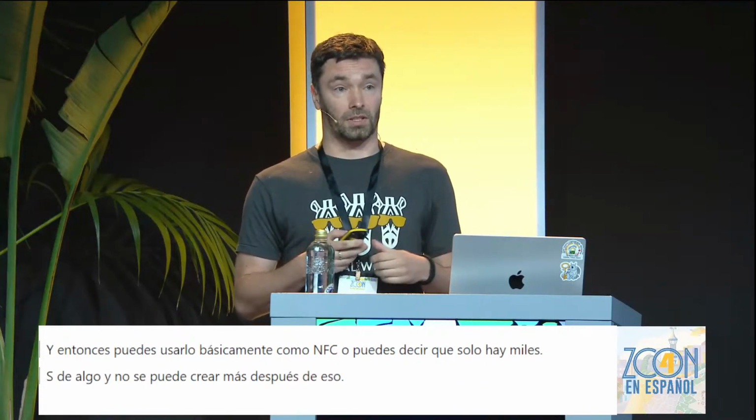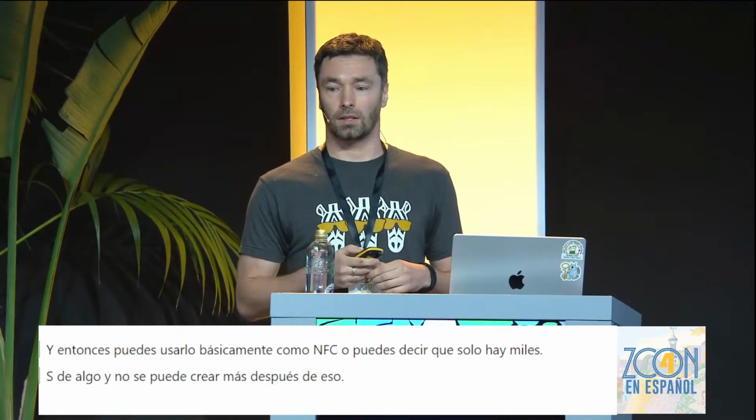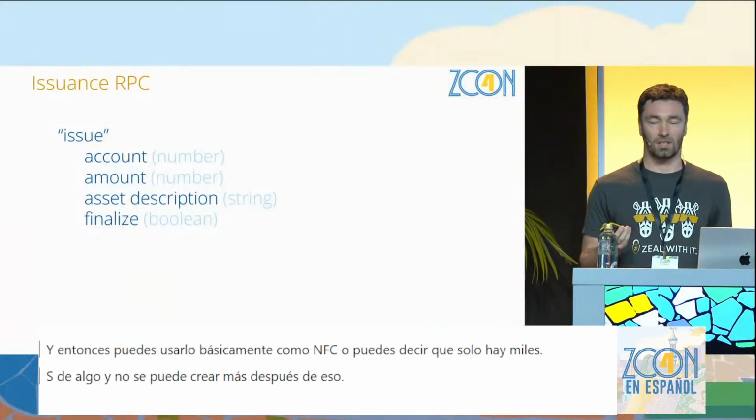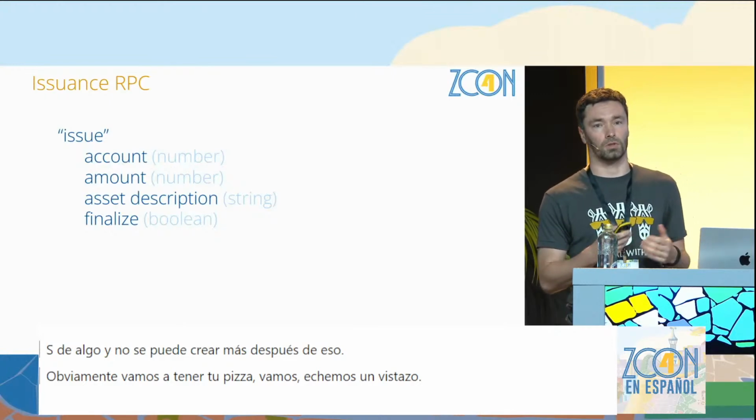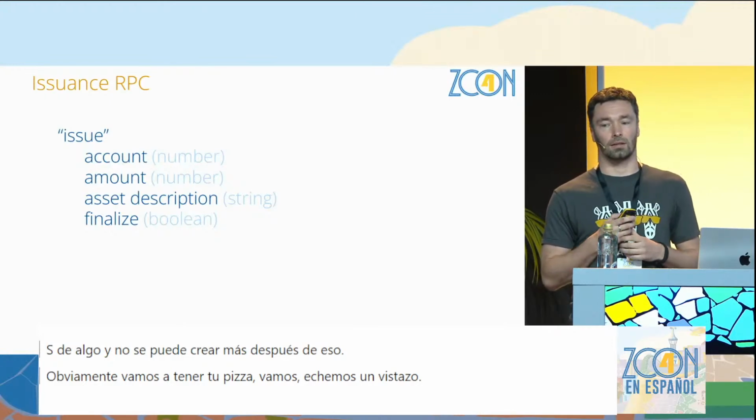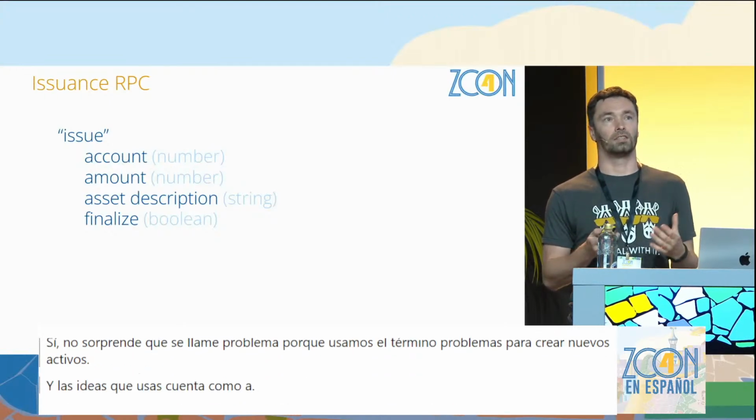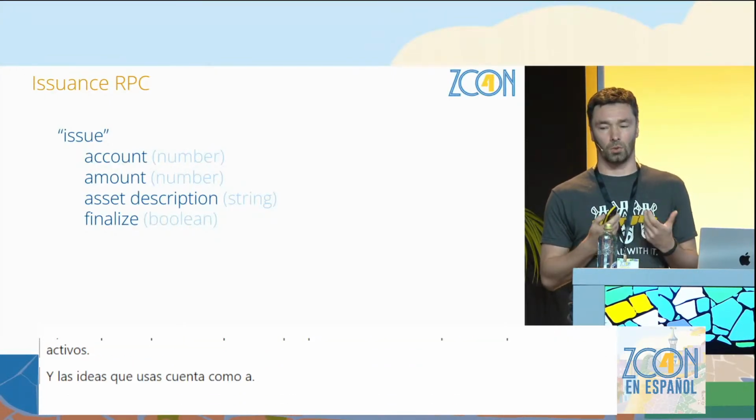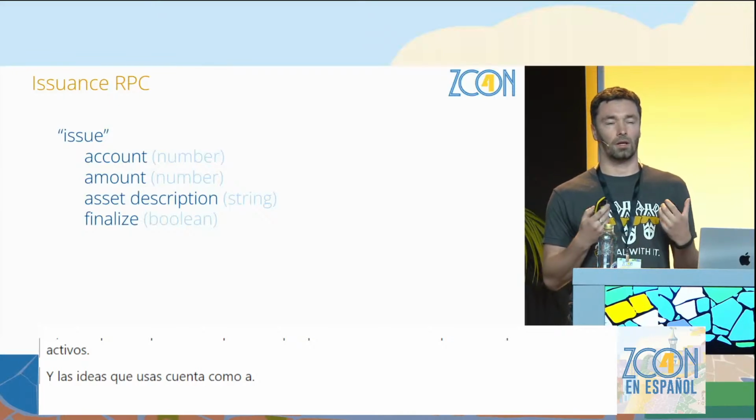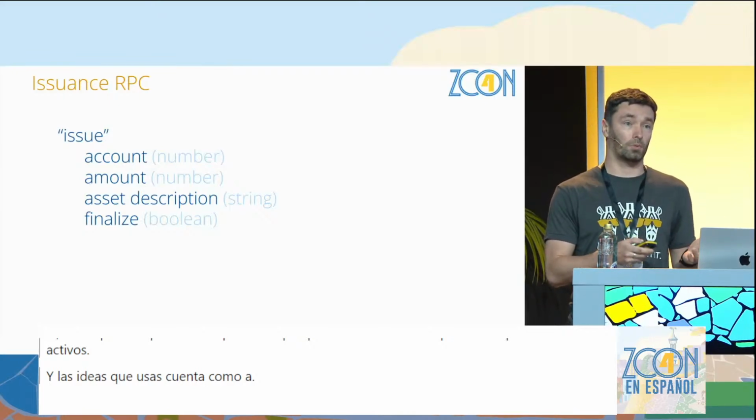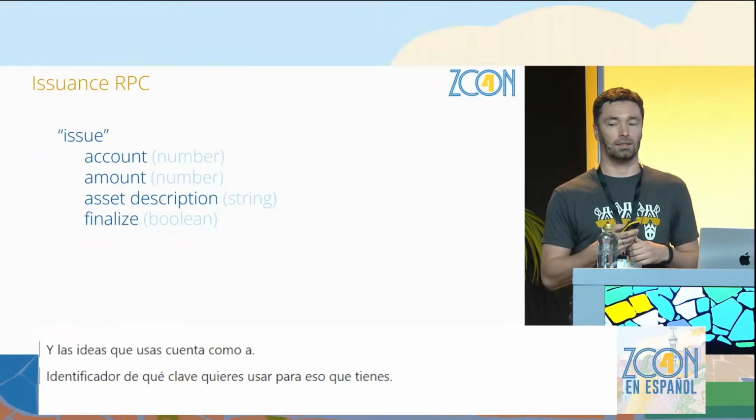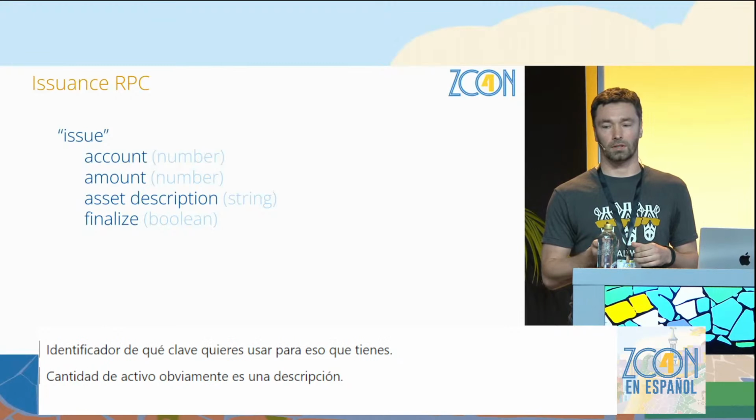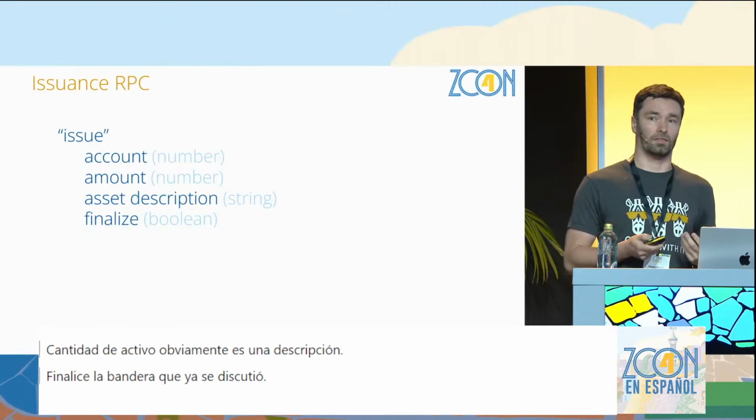Obviously, we have a new RPC command for that. Let's have a look. It's, yeah, no surprise, it is called issue because we use the term issuance to create new assets. An idea is that you use account as an identifier of which key you want to use for that. You have amount of asset, obviously. It's asset description that later will be used to create an asset ID, and the finalized flag that we already discussed.